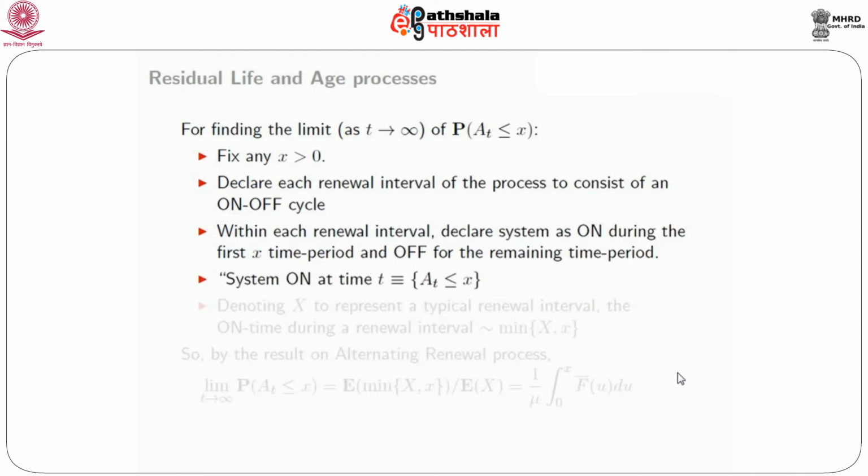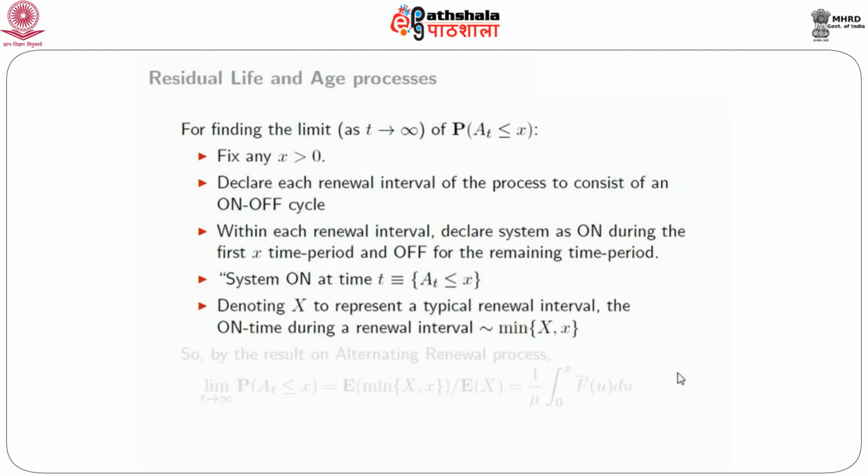Now, the system being on at time t means that A_t is less than or equal to x. So convince yourself of that. By the way we have defined it, the event A_t less than or equal to x is exactly saying that the system is on at time t, because in the first x units of time in any renewal interval, the system would be declared as on. So age less than or equal to x at time t means at time t the system is on.